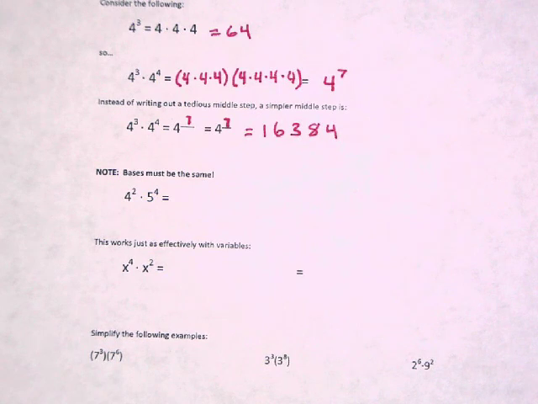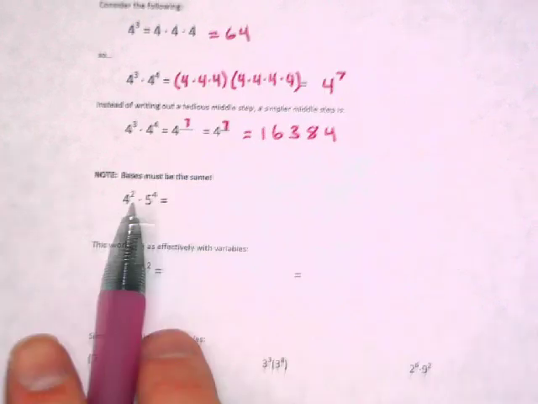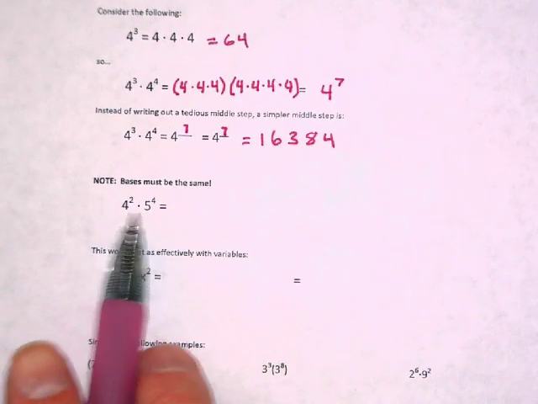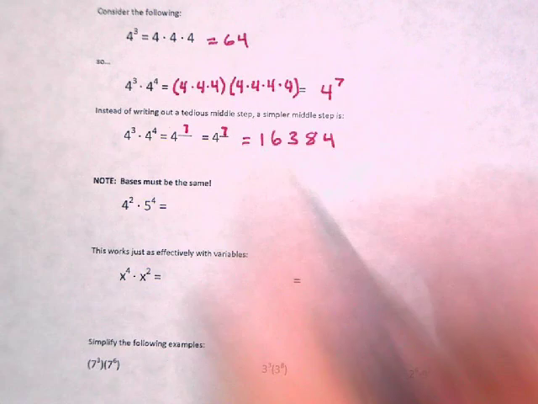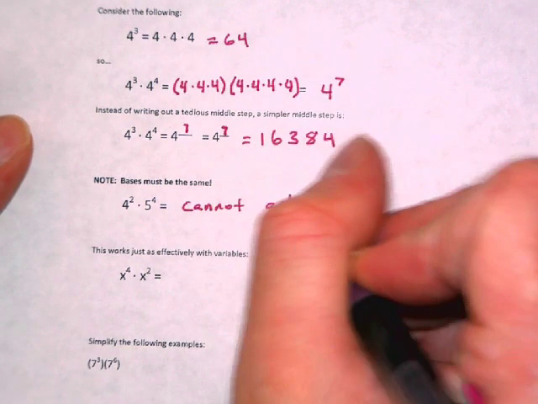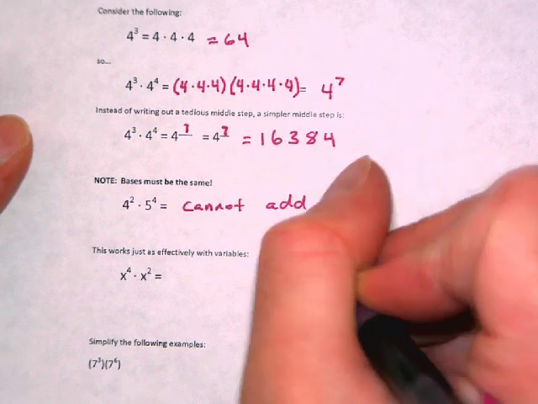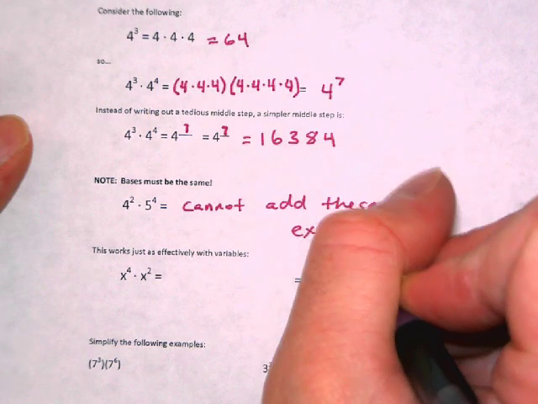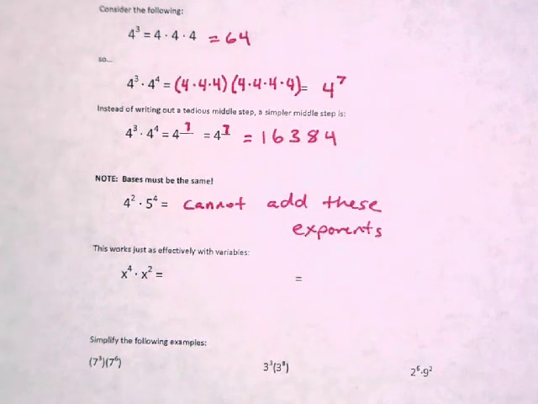Okay, the big key is the bases have to be the same. We cannot add these exponents because that base is a 4, that base is a 5. So you cannot add these exponents. Now, that doesn't mean we couldn't simplify that. We could work them out separately and do 4 squared, 5 to the fourth, and then multiply them together. But as far as simplifying the exponents, adding those together, we can't do that.